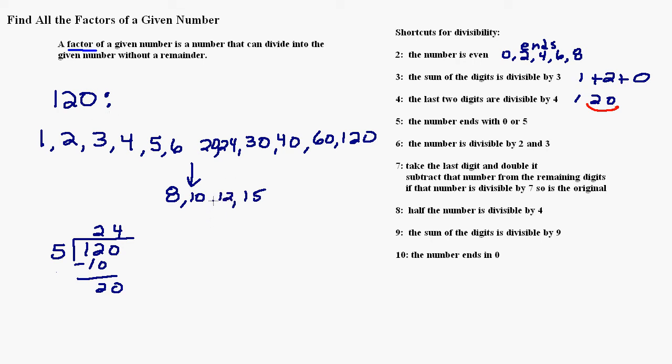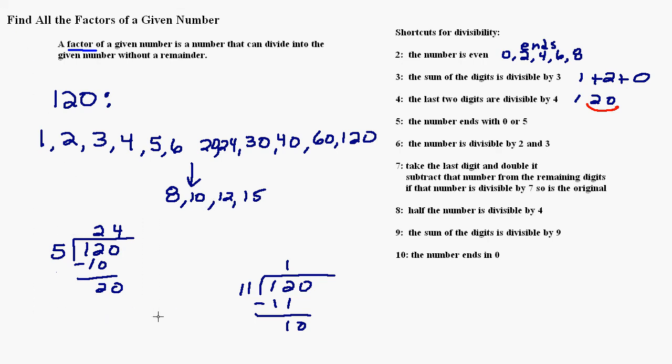So the last number to check would be 11. I don't have any shortcuts for 11. There is kind of an interesting little shortcut if it's a 3-digit number, but it doesn't come up that often. So, alright, we could just check it. It's not going to work here. 11 goes in once with 1 left over. 11 doesn't go into 120 without a remainder. So that's it. 11 doesn't go in. So boom, that's the end of our list.